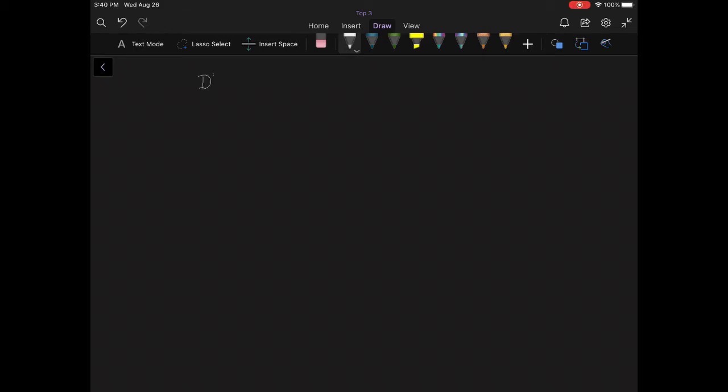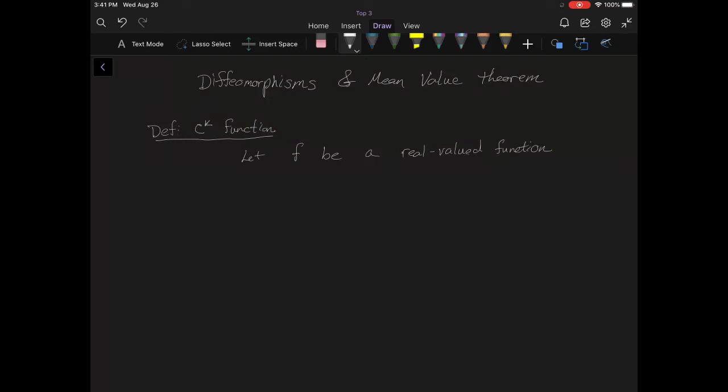Hello, in today's video we're going to be talking about diffeomorphisms as well as the mean value theorem and a proof of the mean value theorem. So let's start by defining a C^k function. It'll be really important when we start actually describing diffeomorphisms. So if I have a real valued function f, we call it C^k if all of its partial derivatives of order k are continuous.